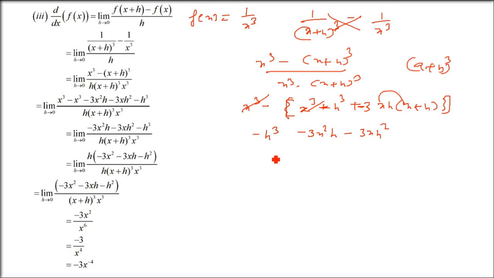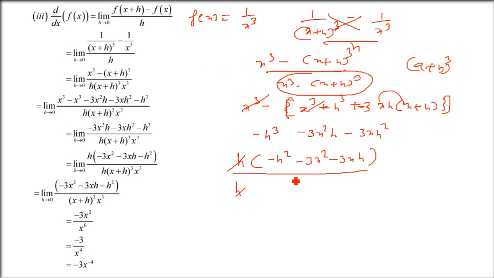Okay. Now you take h common from all these terms. So what will be there? Minus h squared, minus 3x square and minus 3x. So h we have taken common. As I said, we will use h later. So there is already an h in the denominator. Now this h gets cancelled and now what we have, just put h as 0. And we have in the denominator x cube and (x plus h) whole cube.